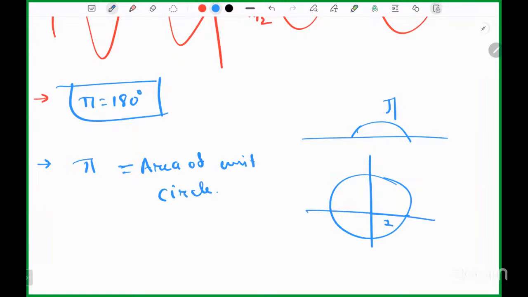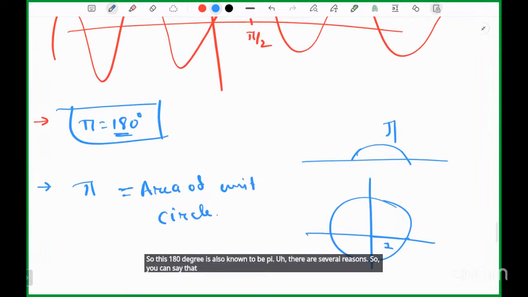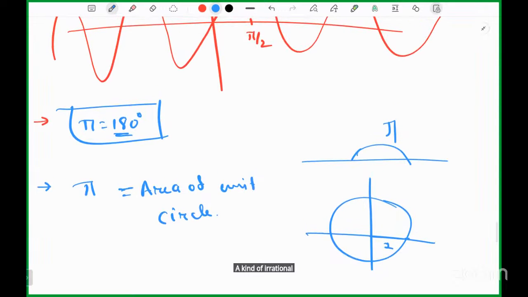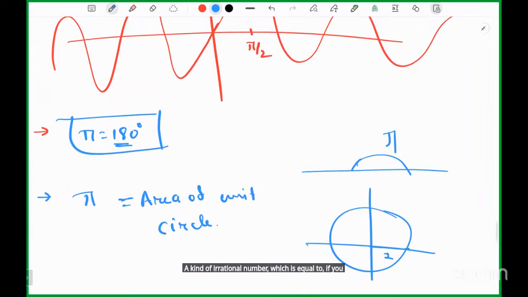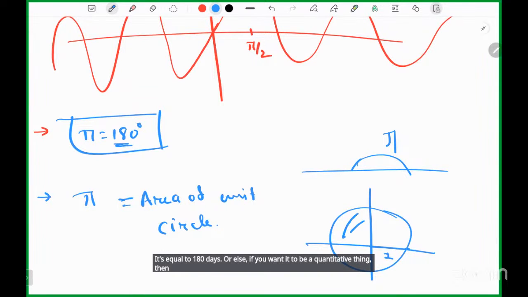So pi is actually an irrational number. This 180 degrees is also known to be pi. There are several reasons. You can say that pi is a kind of irrational number which, if you compute it in degree format, is equal to 180 degrees. Or else, if you want it to be a quantitative thing, then it's actually the area inside this particular circle.